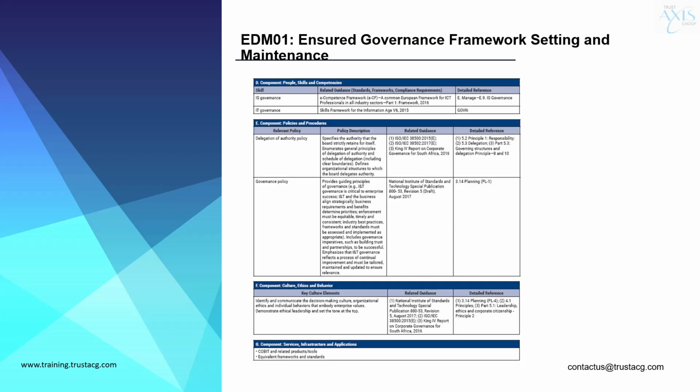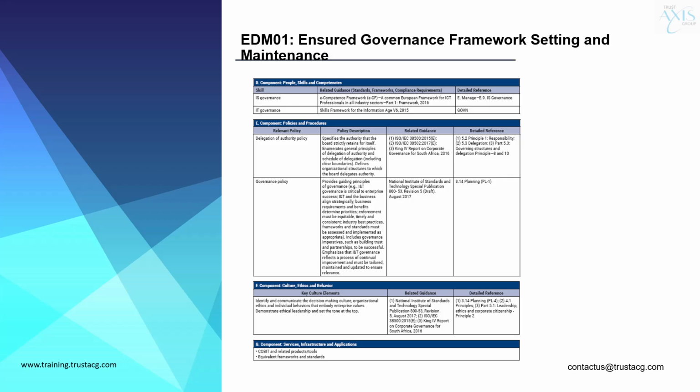Okay. So there are the last few components, which concern people, skills, competencies, certain policies and procedures, some of the cultural and ethical parameters, and some of the infrastructure and applications that must be in place. So the other components within the governance objectives basically form the operational backbone of the governance framework, ensuring that governance is not just documented, but it is actually practiced, supported, and sustained across the enterprise.